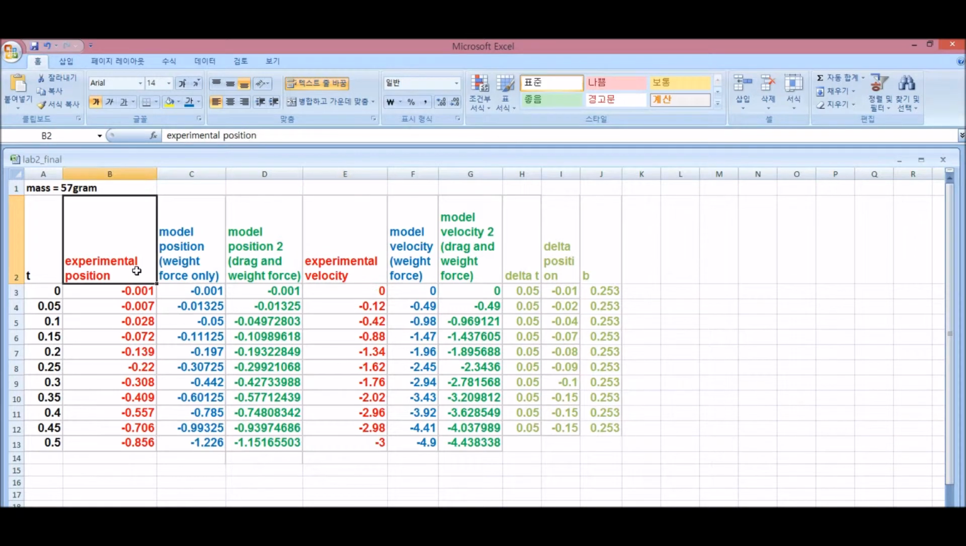As you can see here, the red ones are the experimental velocity and position which I got from the Tracker file, and the blue and the green ones are the model position and velocity which I calculated using the formulas. The blue one is only the weight force, and the green one is the drag force added to the weight force.